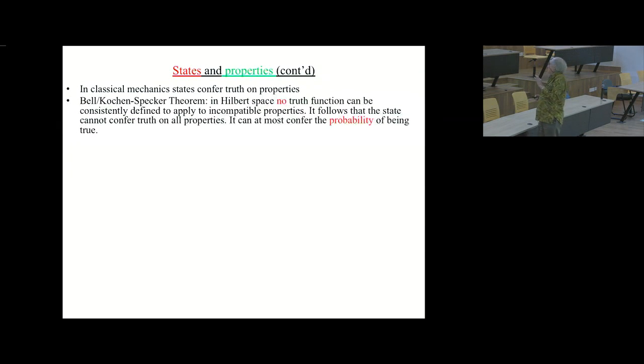The most you can hope for is that the state would confer the probability of being true. And this is not an opinion, it's not an assumption. The only assumption I've made is that the systems are represented in Hilbert space and that states and properties can be defined as I said. Okay? So the only real assumption is Hilbert space. And then you just follow your nose. So there isn't simultaneous truth or falsehood for all properties.